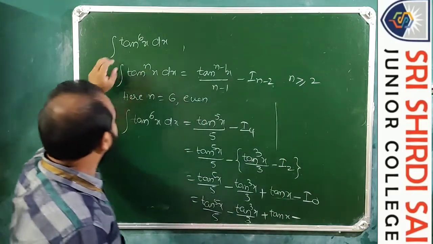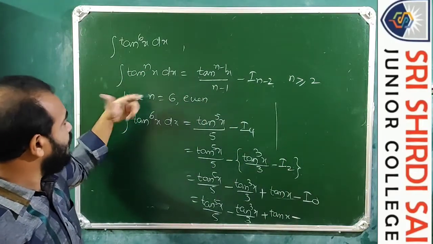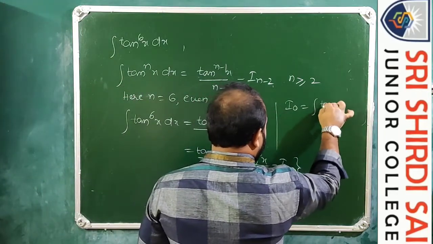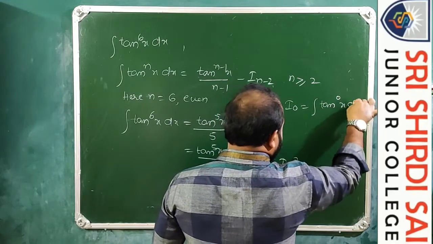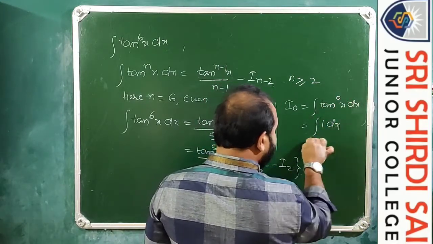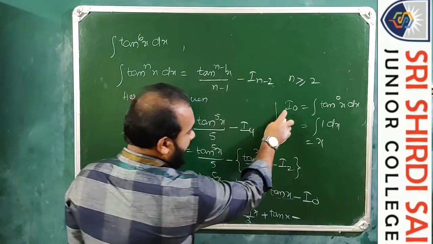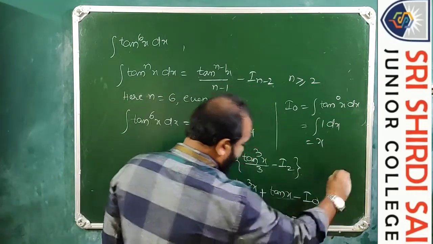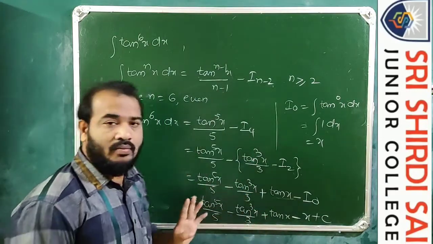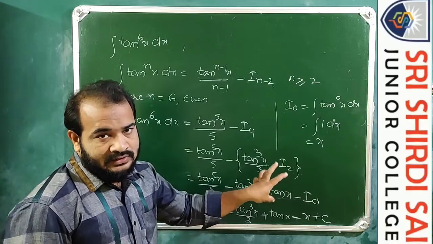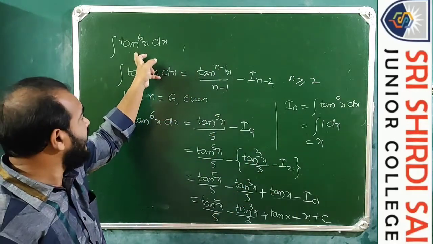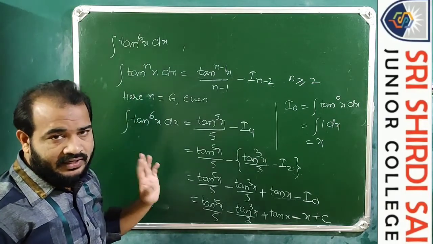So let us substitute directly. I naught is equal to integral tan power 0x dx. Anything to the power of 0 is 1. Integral 1 dx is x. So I naught is x plus constant of integration c. So this is how we will use this reduction formula to simplify the given integrand easily, whatever the power it is.